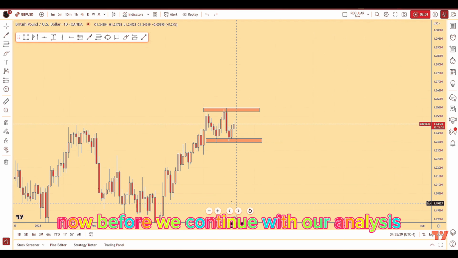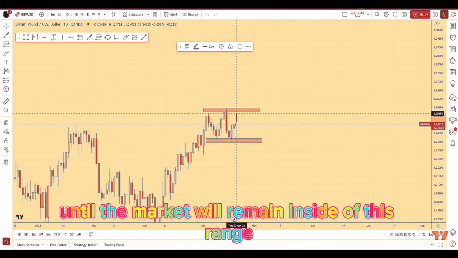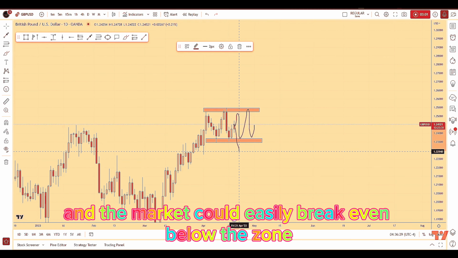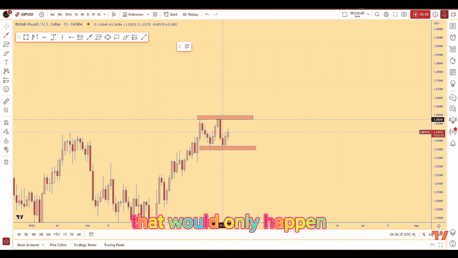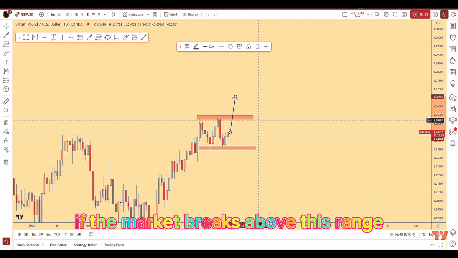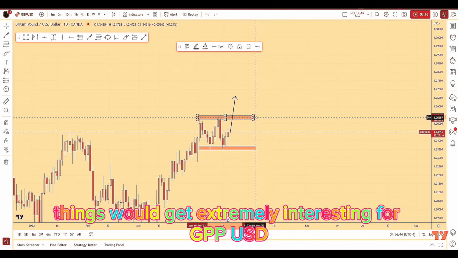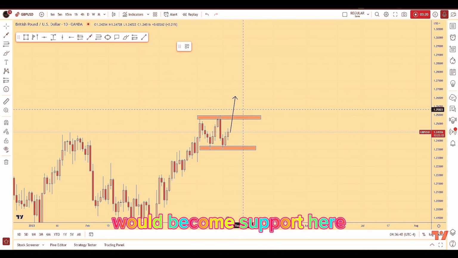this zone. Now, before we continue with our analysis, until the market will remain inside of this range, we don't have anything interesting, and the market could easily break even below that zone. However, the best probabilities in the market would only happen if the market breaks above this range. So if we get a break above this range, things would get extremely interesting for GBP USD because all this previous resistance would become support here.